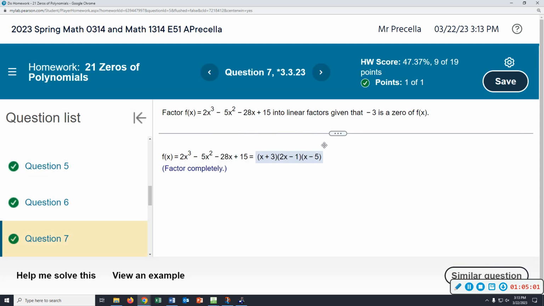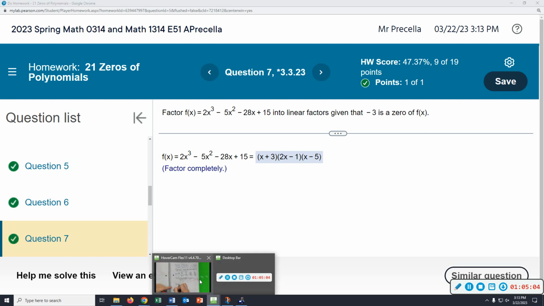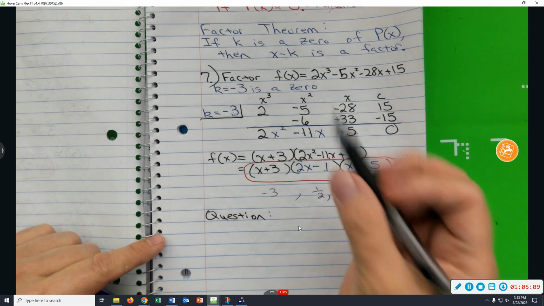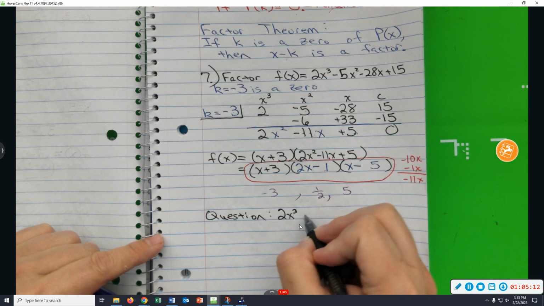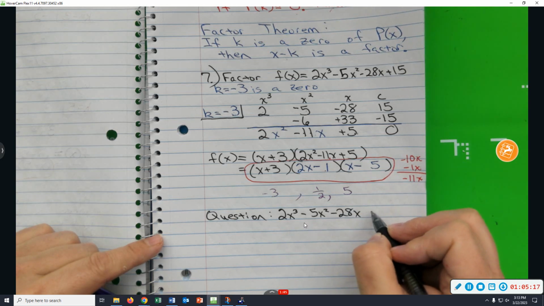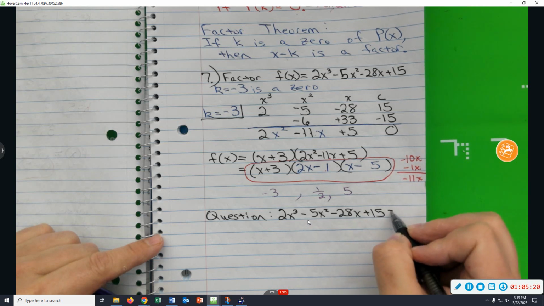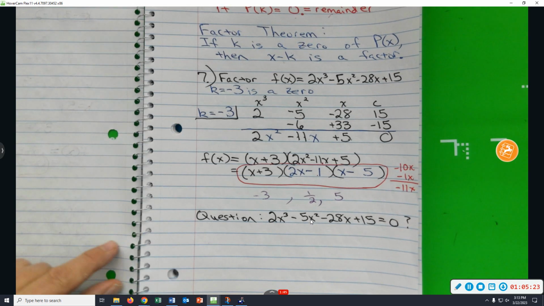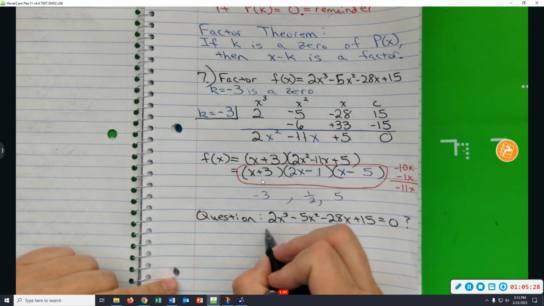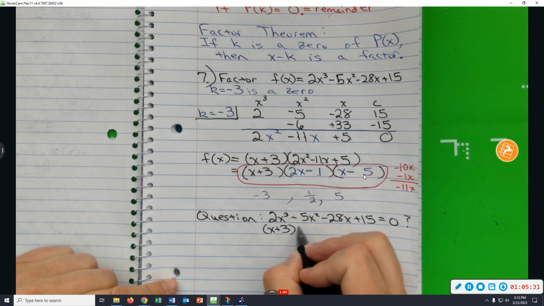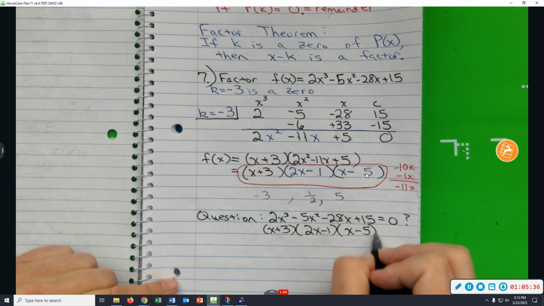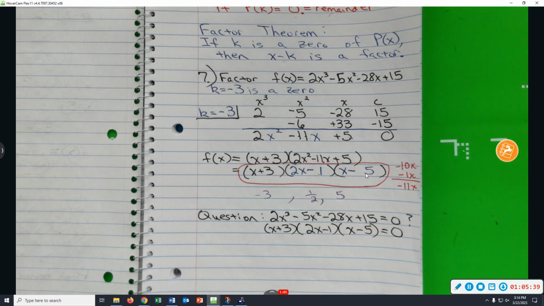Okay. So now, a little extra here. Suppose we wanted to know, when does 2x cubed minus 5x squared minus 28x plus 15 equal 0? How would you solve that? We've already got it factored. It factors as x plus 3 times 2x minus 1 times x minus 5. So we'd set that product equal to 0.